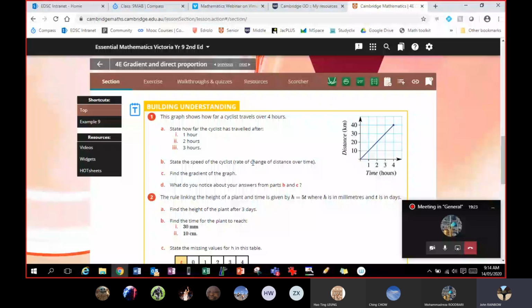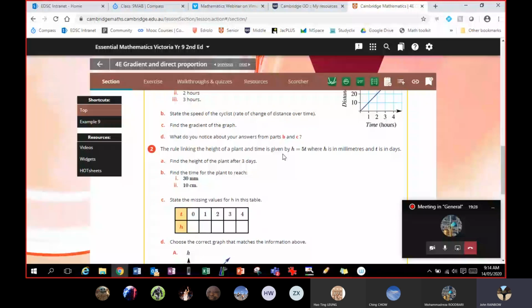The rule linking the height of a plant and its time. Wow, this is cool. Where h equals 5t, and h is in millimeters and t is in days. Oh, that's growing pretty quick. So if you think about this, t is in days, h is millimeters. So every time I increase t by 1, h is going to go up by 5. So it's growing 5 millimeters per day. That's how I read that.